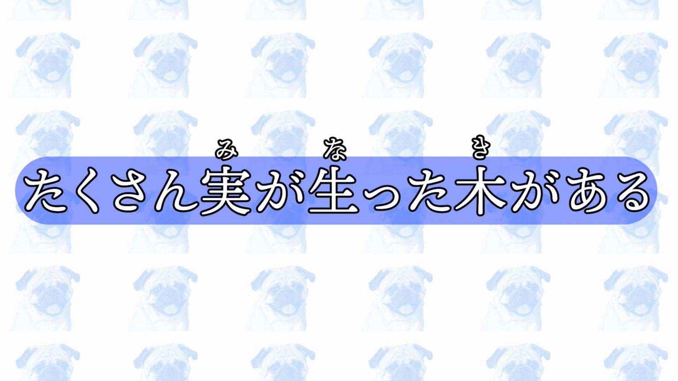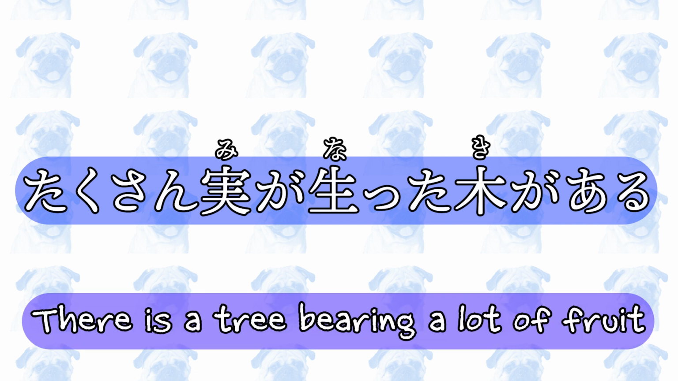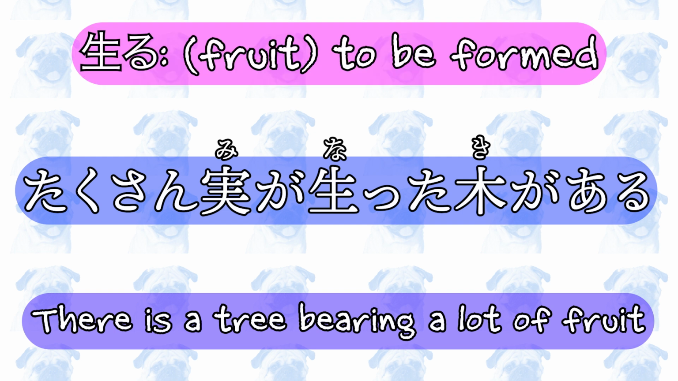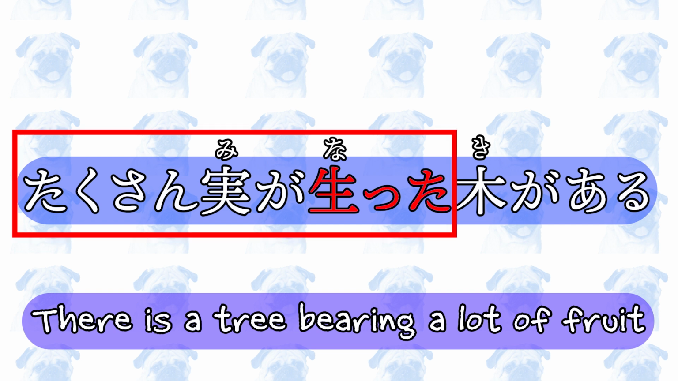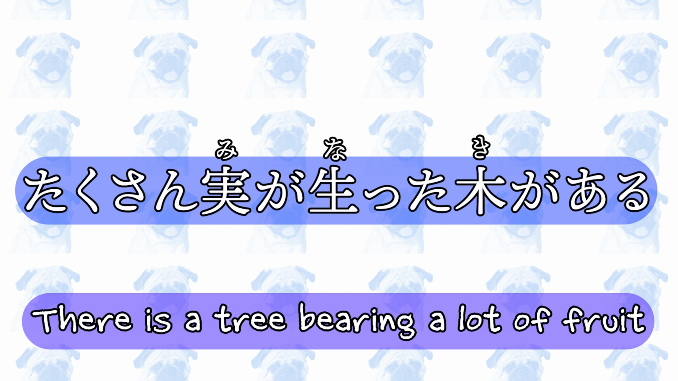たくさん実がなった木がある. There is a tree bearing a lot of fruit. The verb なる means for fruit to be formed on a tree. This example is slightly different from the previous examples in that the verb なった is part of the relative clause たくさん実がなった modifying the noun 木, tree. In English, this concept of a tree bearing fruit is not commonly expressed using past participles. So instead, I opted to translate it using the present participle, bearing, of the transitive verb, to bear.